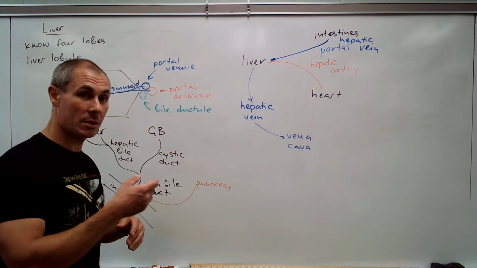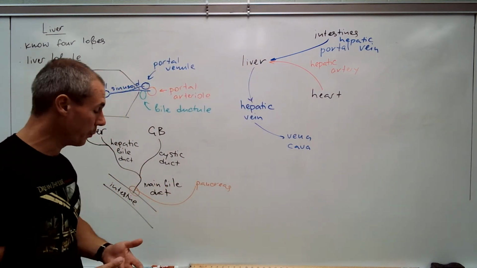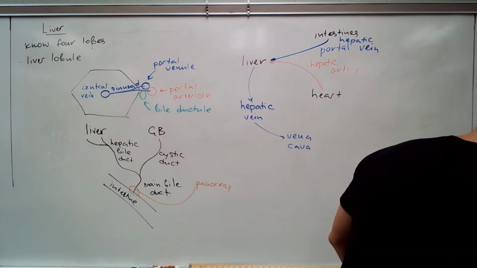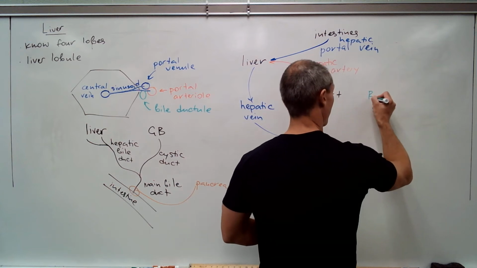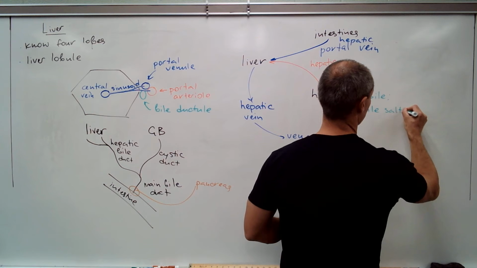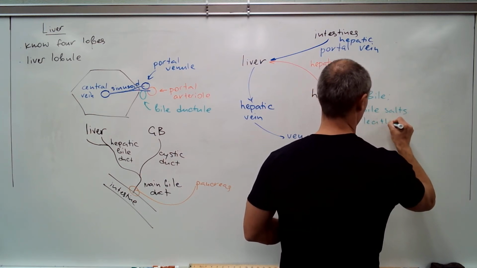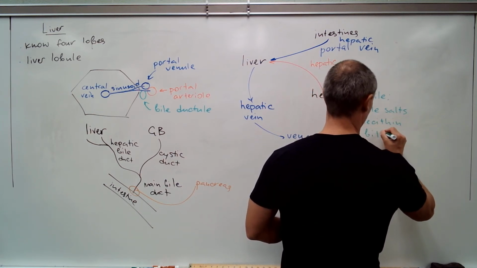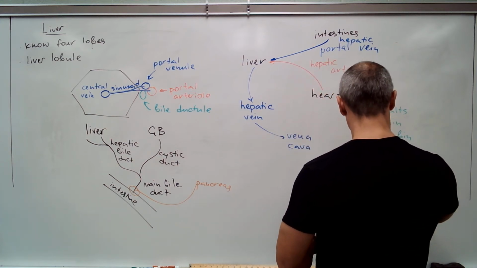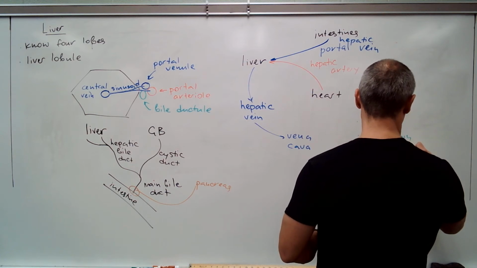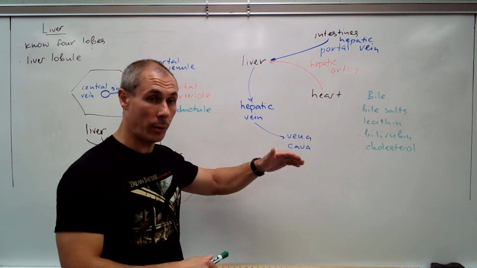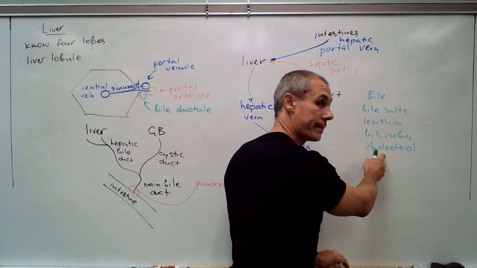So before we get to this concept where bile stimulates bile, we need to figure out what's in the bile. So bile contains bile salts, lecithin, bilirubin, and cholesterol. Okay? Now, I'm going to explain where these components are coming from. So let's start with this one, cholesterol.